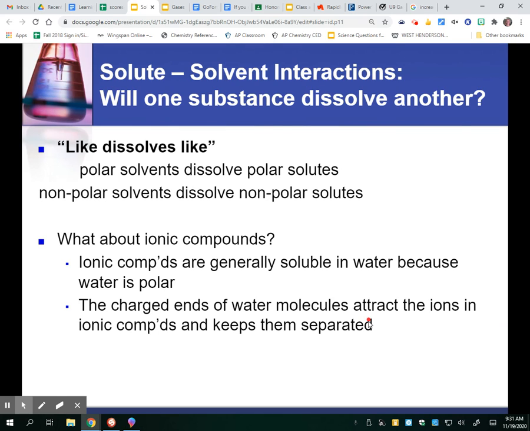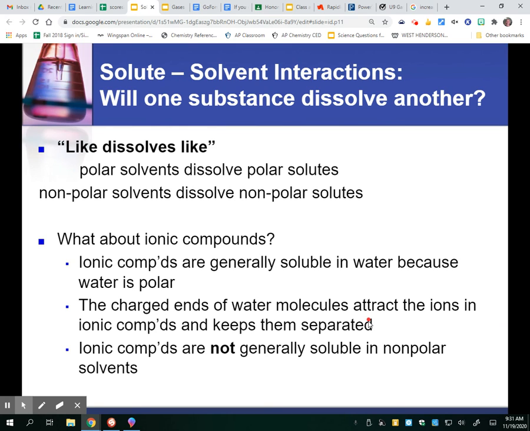So the charged ends attract the ions in the ionic compound and keep them away from one another, making them go into solution. Ionic compounds are not generally soluble in nonpolar solvents because there's nothing to attract. The ions are positive and negative and are attracted to each other. Nonpolar solvents have no charges, so there is nothing to pull those ions away from one another.